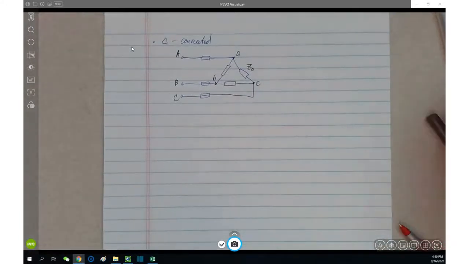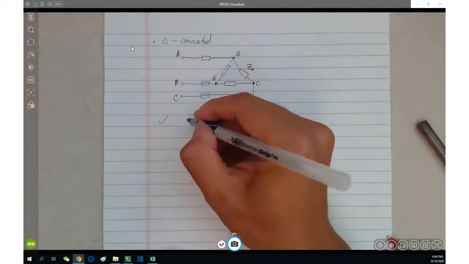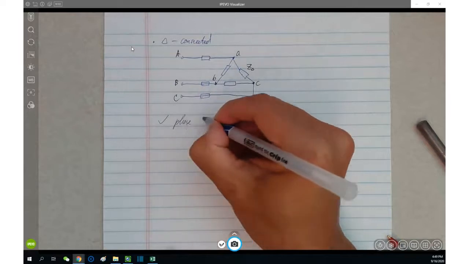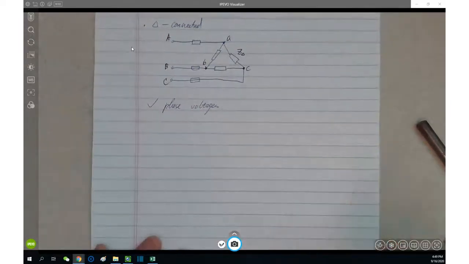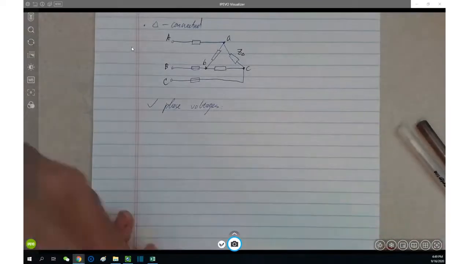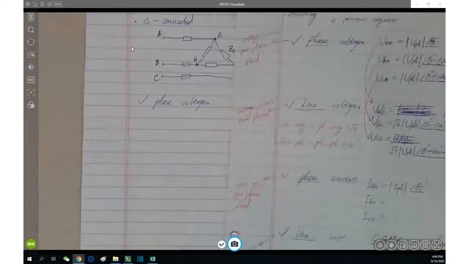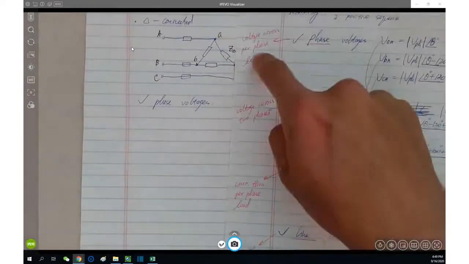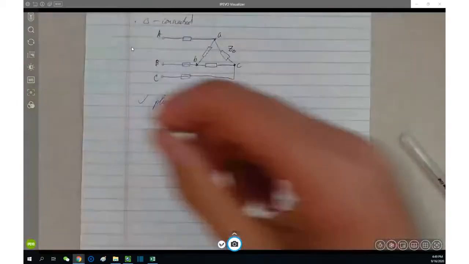No, what matters is who are those voltages and the currents? Begin with, as in Y, we begin with phase voltage. Okay, we're gonna do that too. Phase voltages. Following the same concept. Okay, never forget we follow the same concept. So the phase voltage means nothing but the voltage across the per phase load. Therefore, who are they in here?